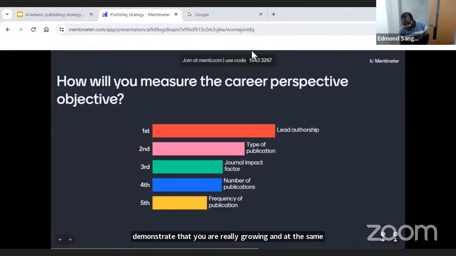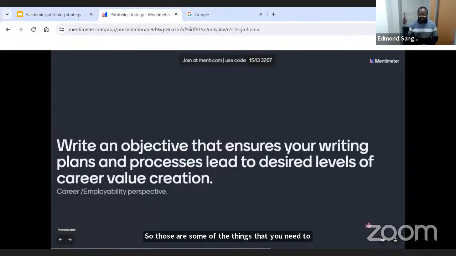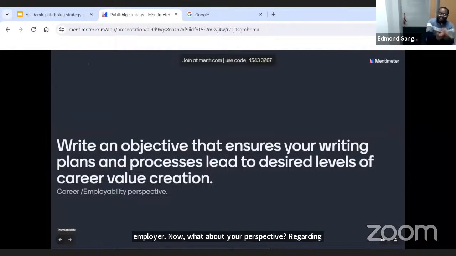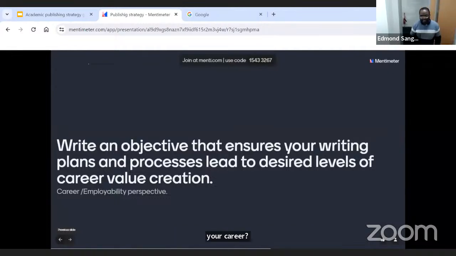So those are some of the things that you need to consider when you are looking at your publishing strategy. Now let's look at writing an objective that should demonstrate your desired levels of career value creation. The first one, we looked at from the perspective of the employer. Now, what about your perspective regarding your career? What objective would you write? I'll give you 1 minute for that.